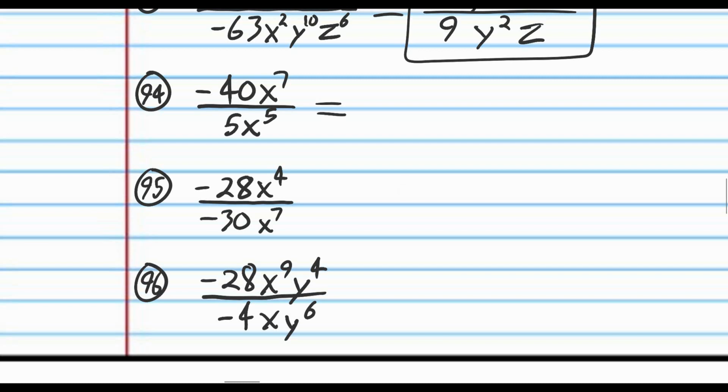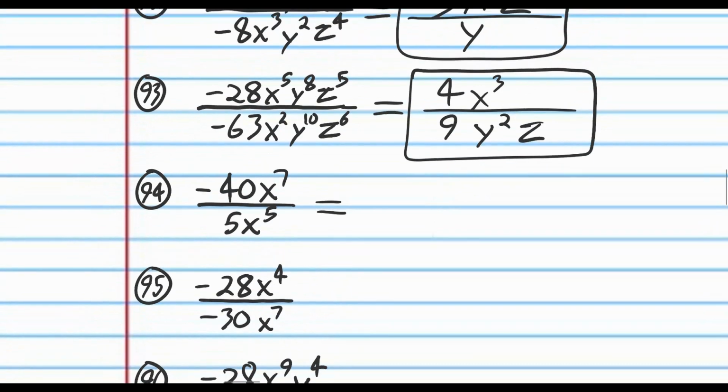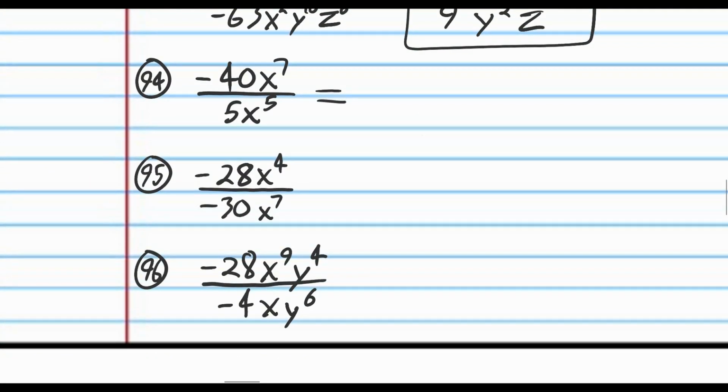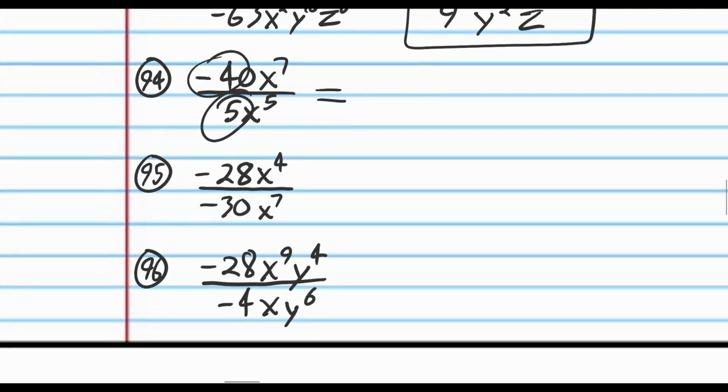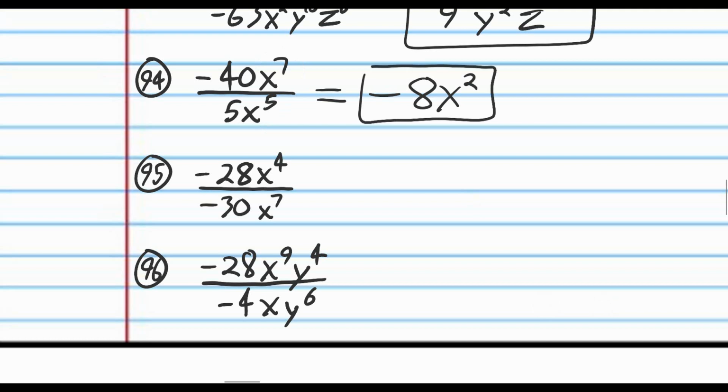All right, we're back. A negative divided by a positive is a negative. 40 divided by 5 is 8. And there are more x's in the top, so it's going to be x to the 2nd power. And how did I get 2? Because I did 7 minus 5. All right, so if you got negative 8x squared, good job. Why don't you try number 95, and when you come back, we'll do it together.